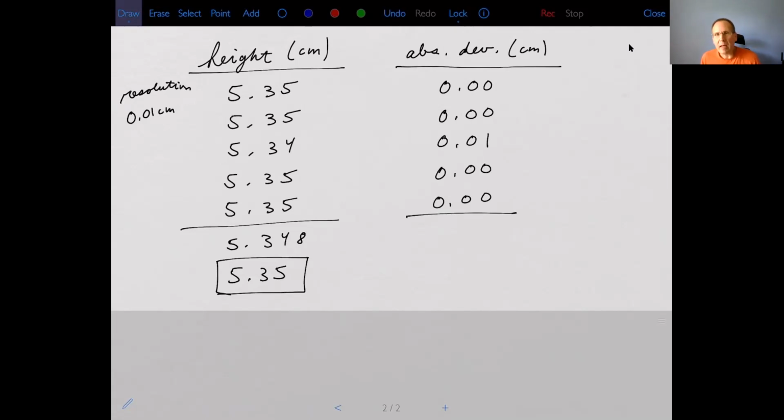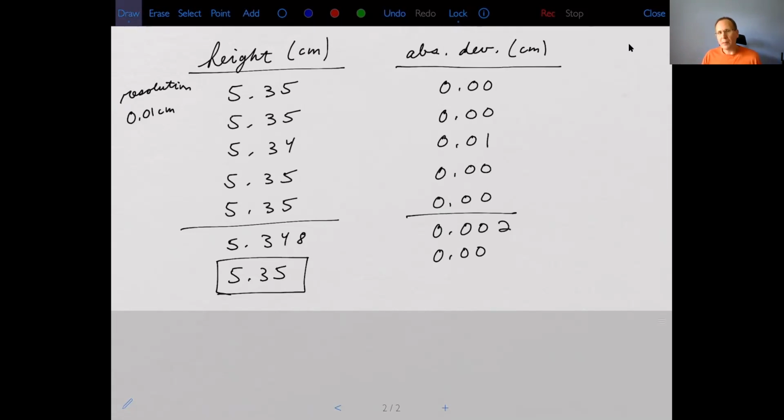Okay, then our next step was to average these absolute deviations and round to the resolution of the instrument again. So if we average these, we're going to get 0.002, right? And if I round that to 2 places, I'm going to get 0.00. The 2 drops off because it's less than 5.